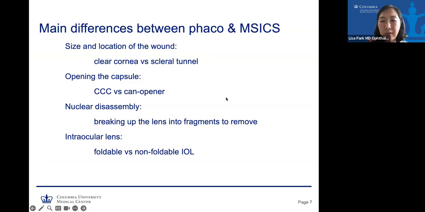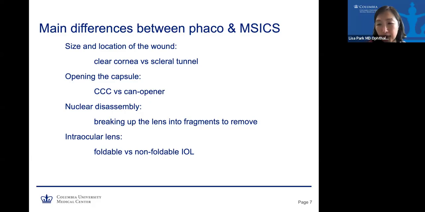What are some of the main differences from doing manual surgery to phacoemulsification? One is the size and location of the wound. Usually with manual surgery, you're performing a scleral tunnel, whereas in phacoemulsification, most of us are going through clear cornea. It is a little bit rare to go through scleral tunnel, although that is still a possibility, and something that I actually currently do when I come to visit you because of the phaco machines that we're using.